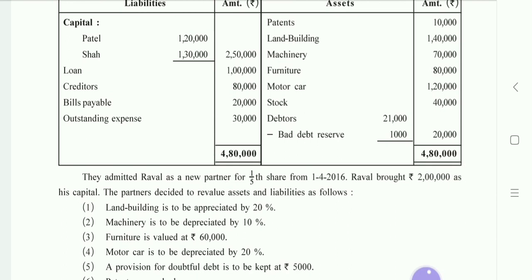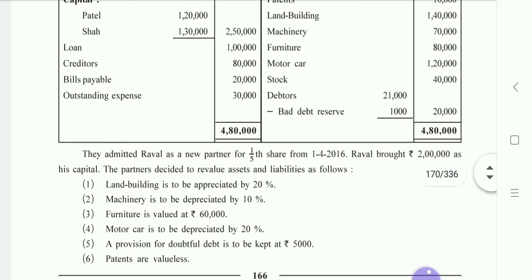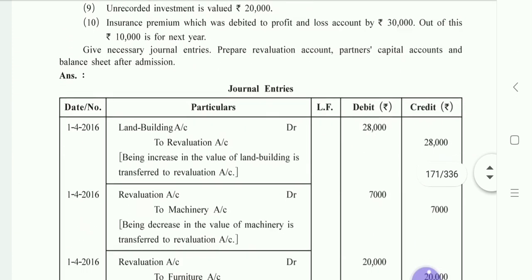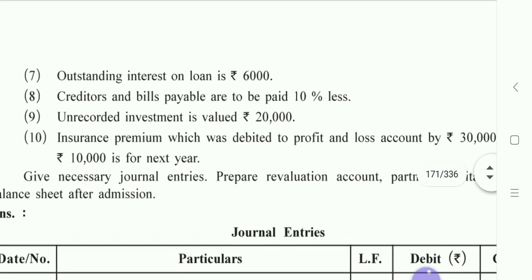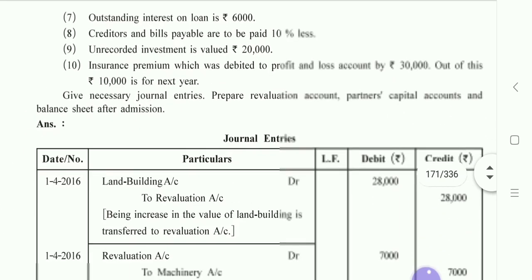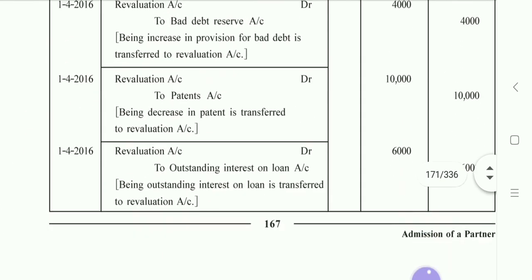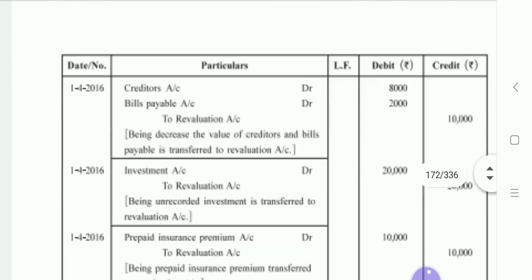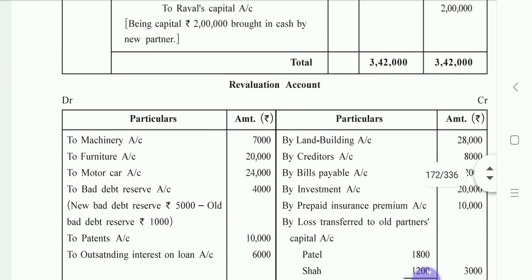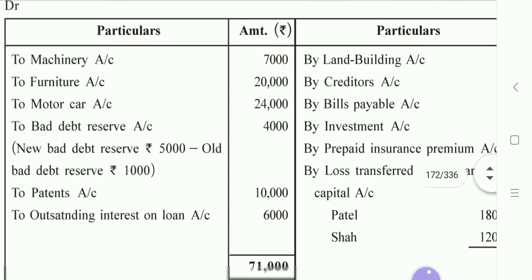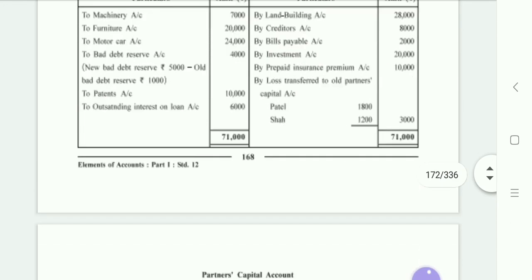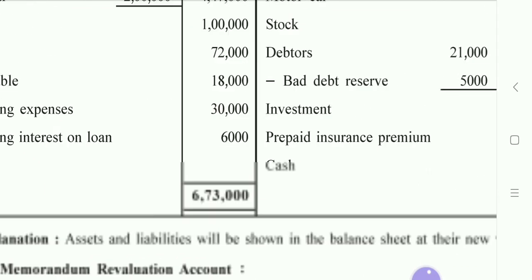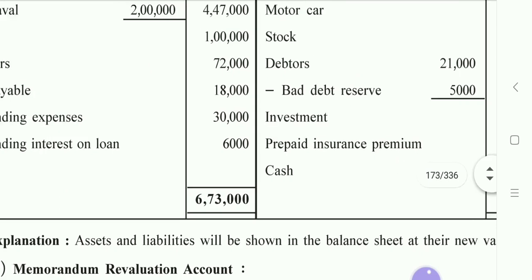Loan is of 1 lakh. Outstanding interest is 6,000. This is an adjustment, 6,000. We have written it in the journal entry. Yes, 6,000, and we have posted it accordingly in the revaluation account. Here you can see 6,000, and the same is transferred in the balance sheet, 6,000. Yes, so this is how it is written.